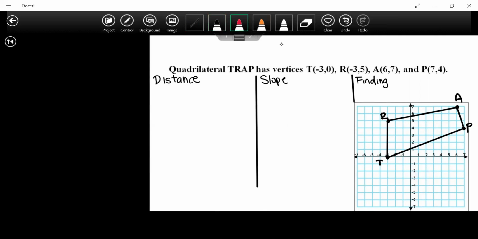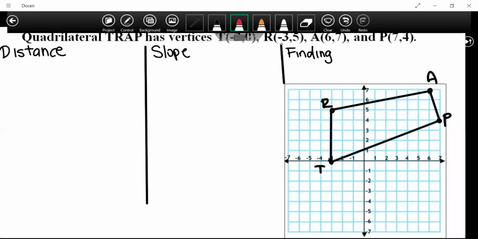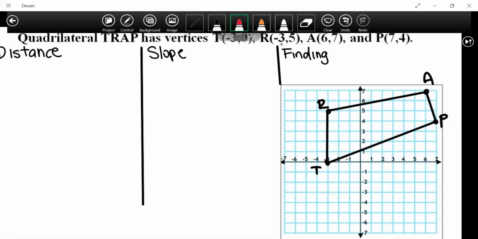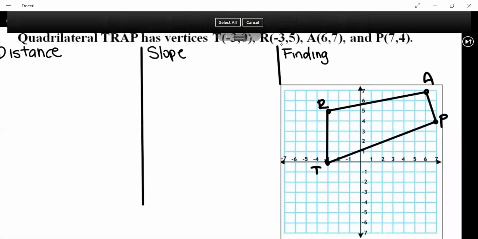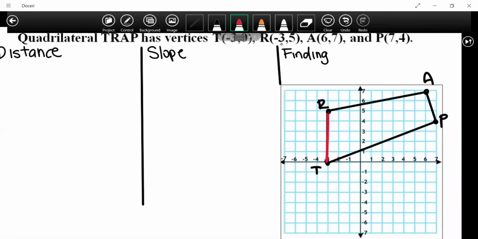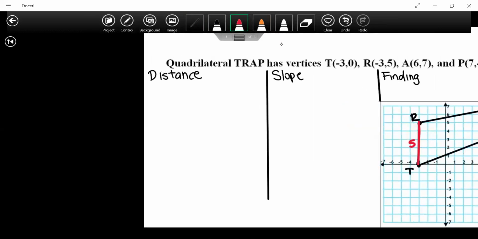Okay. Now looking at our picture, what does it look like? Looks like a trapezoid, but let's see if it is. We got to be able to see at least 1 pair of parallel sides, and let's see if the sides are congruent. We definitely know they're not. What's the easiest one to do? RT. Why RT? It's straight up and down. We don't have to do any calculations. So how much is that? What do we have? 5. So let's just mark it RT. RT is 5. That's the easiest one to do.